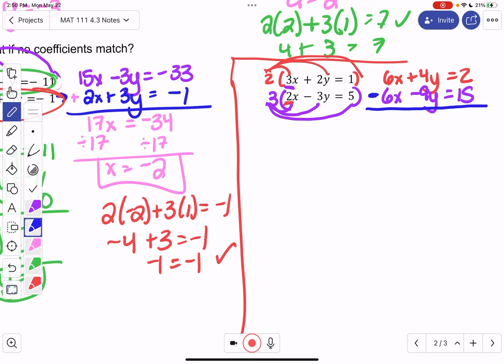6x minus 6x is 0. 4y minus negative 9y is 13y. And 2 minus 15 is negative 13. Divide both sides by 13, and I get y equals negative 1.